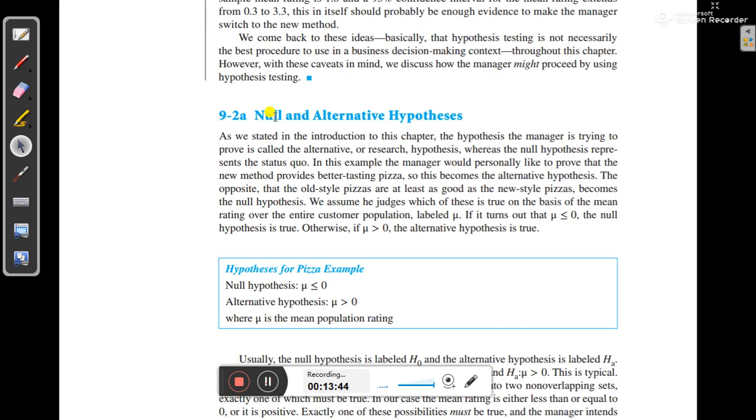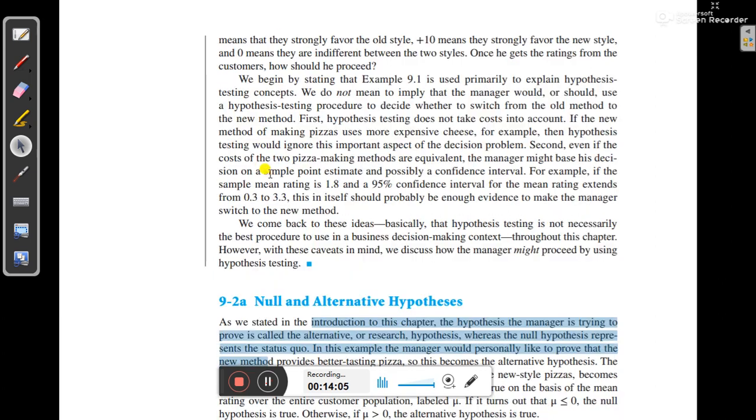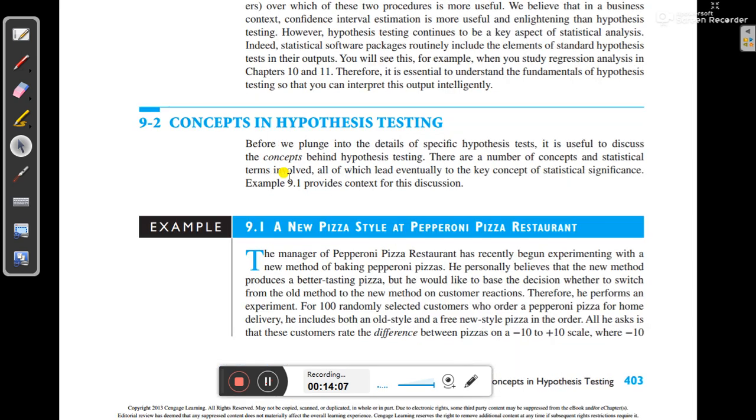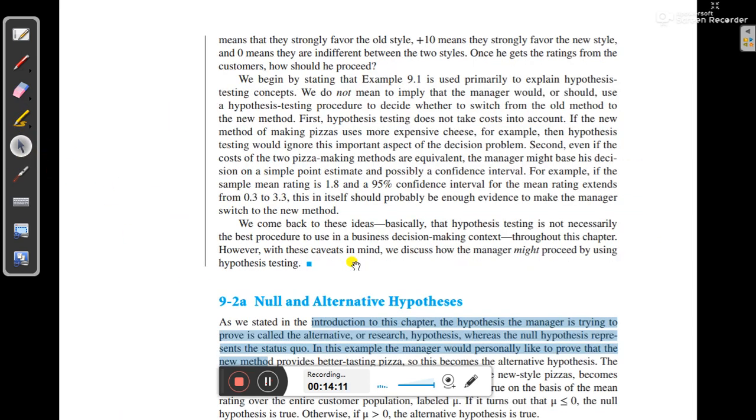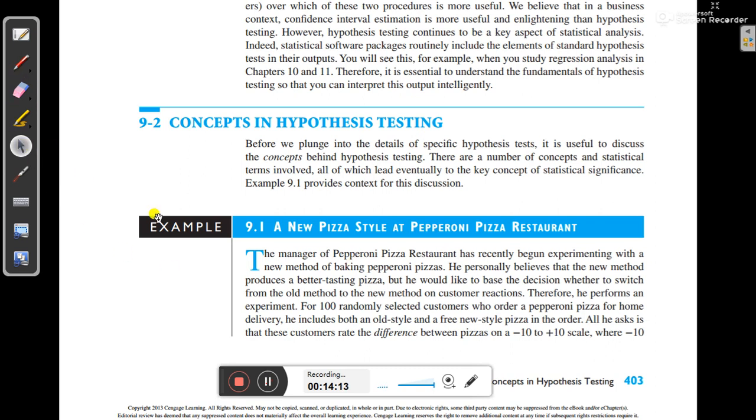So now we'll try to understand more about this thing. As we stated in the introduction to this chapter, the hypothesis the manager is trying to prove is called the alternative or research hypothesis, whereas the null hypothesis represents the status quo. In this example, the manager would personally like to prove that the... so here again another example, second example, you can go through it. I read this one again.